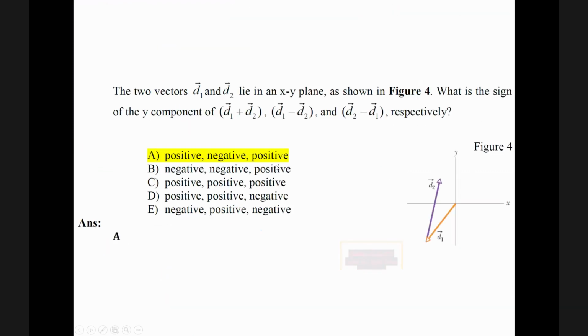Let's see another question. The two vectors, this is similar to one of the checkpoints in the book. The two vectors D1 and D2 lie in the XY plane as shown. What is the sign of the Y component of D1 plus D2, D1 minus D2, and D2 minus D1?